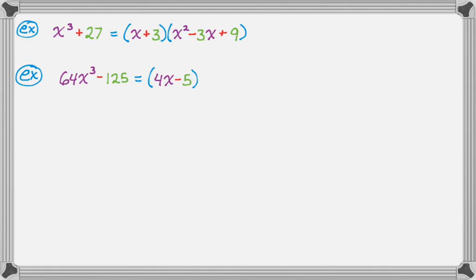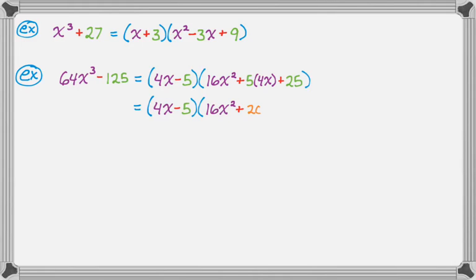And then start a new set of parentheses where we're going to square 4x and get 16x squared. Now it's the opposite sign, so it's going to be a plus. Multiply them together, so that's 5 times 4x. And then it's always a plus here. And then square 5 and you get 25. And for this one, I'm going to clean it up because you shouldn't leave 5 times 4x. So I get 4x minus 5 times the quantity 16x squared plus 20x plus 25.